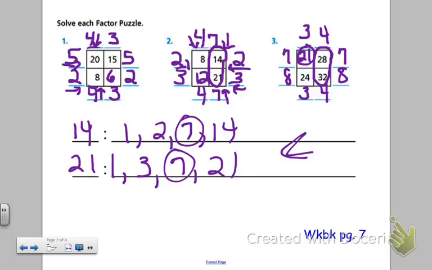So remember, pick 2 numbers that are in a row or that are in a column and see if you can find a common factor that goes along with both of those numbers, and then use what you know with your multiplication to figure out the missing product.